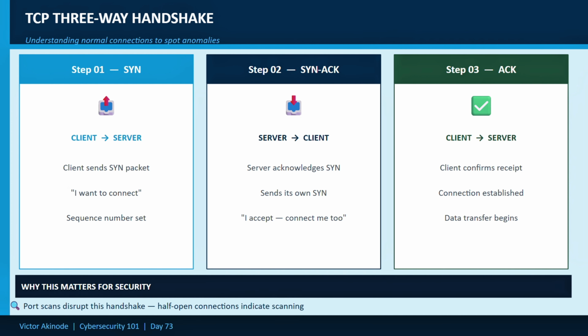And why does this matter? It matters because understanding normal connections helps you identify anomalies, and port scans can disrupt this handshake. Also, SYN flood attacks exploit this process by sending thousands of SYN packets without completing the handshake. So knowing what normal looks like helps you spot attacks.